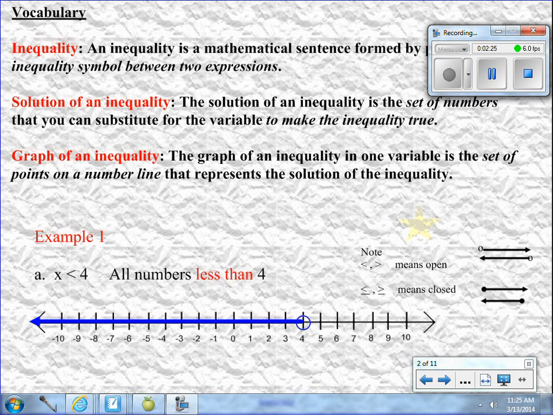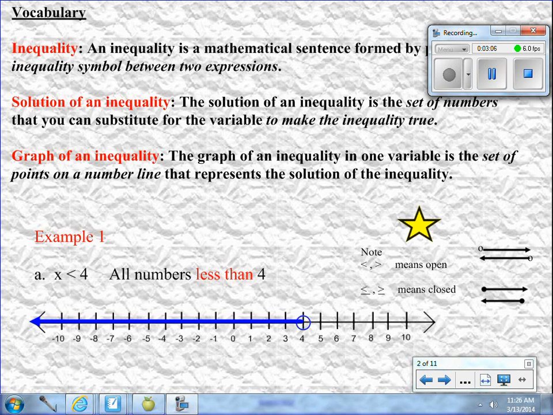So in our first example, A, x is less than 4. That means all numbers less than 4 will be the answer. Any number that you put in there has got to be less than 4 to make the inequality correct. If you're going to graph it, you'll draw a number line, put the number 4 there, and in this example, it is an open circle. An open circle means it does not include the 4, because our answer is x is less than 4, that is all numbers less than 4, but not including it.